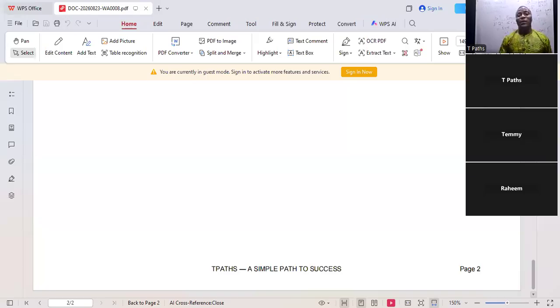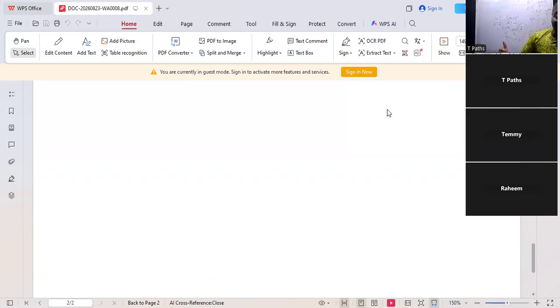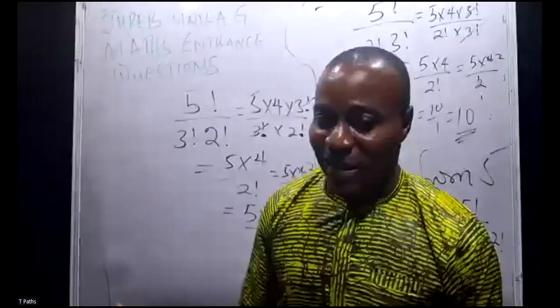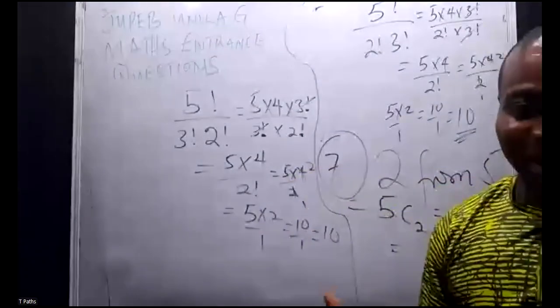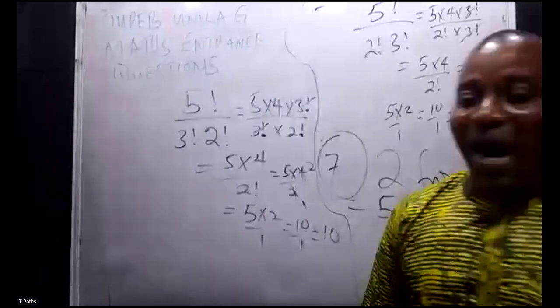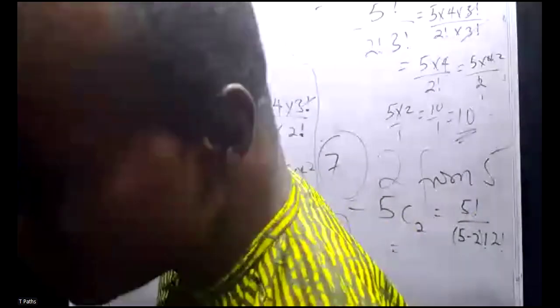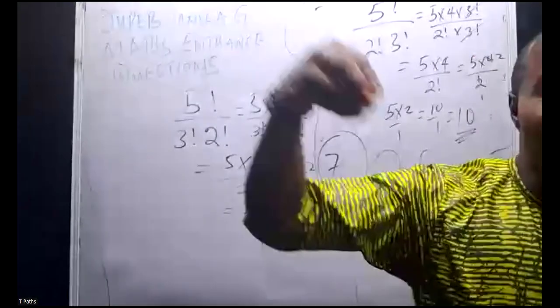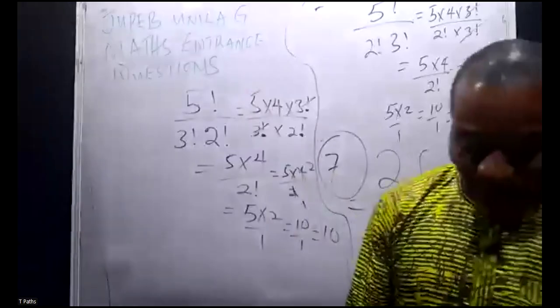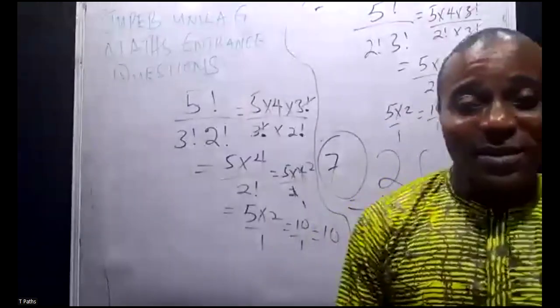Now let me go again. Permutation is about arrangement of objects. From the definition I gave you, arrangement of objects in an ordered manner. While combination is a selection of objects. If you look at the distinction between permutation and combination, permutation, the way I define it, is about arrangement of objects, while combination is about selection of objects. Please, do you understand it?